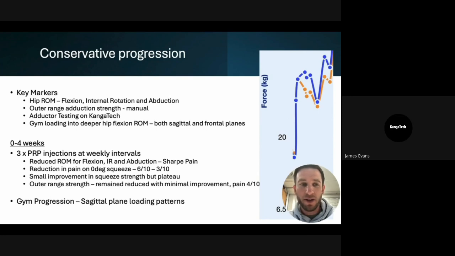So improving the range, going into deeper hip flexion, and increasing the height of the box for step ups as we were able to load him into that deeper hip flexion, as that was one of the areas that he was sore on and we could use as the marker. And then looking at progressing the concentric and the eccentric nature of the exercises.